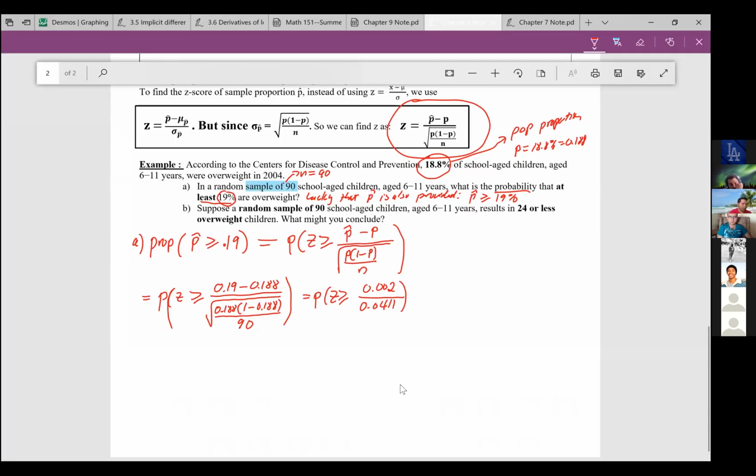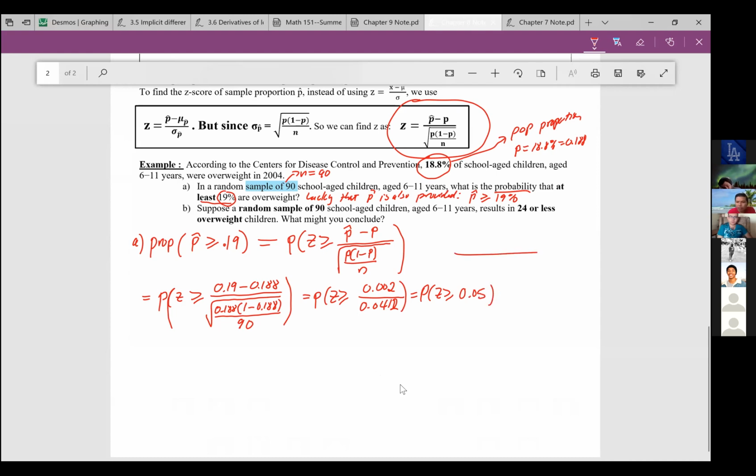Okay, and then just do one more division. So 0.002 divided by 0.0412, right? All right, so now I'm getting probability of z bigger than 0.05.